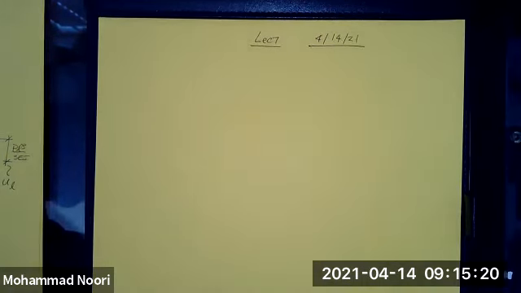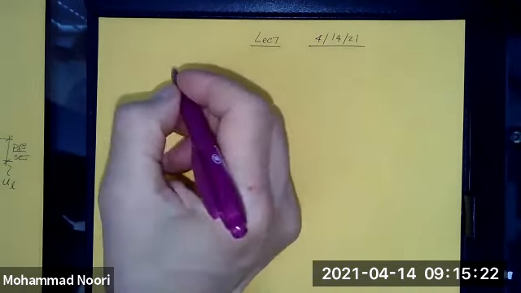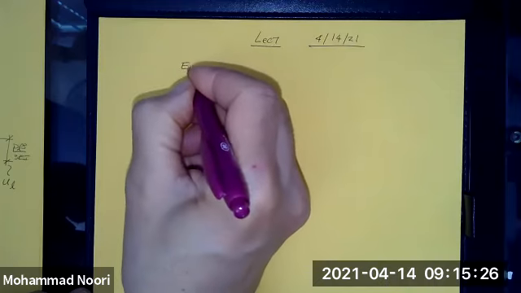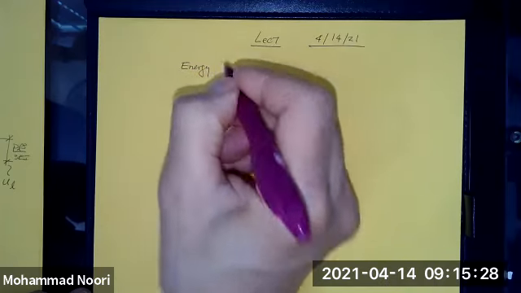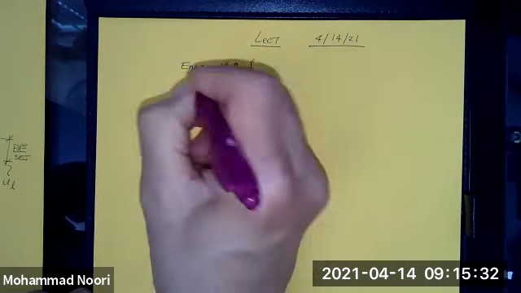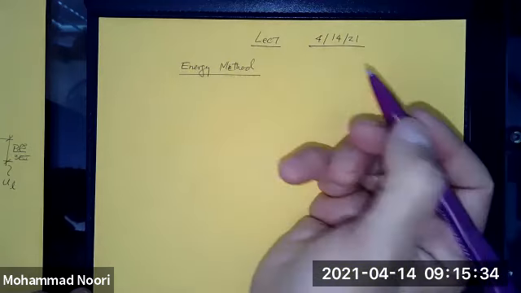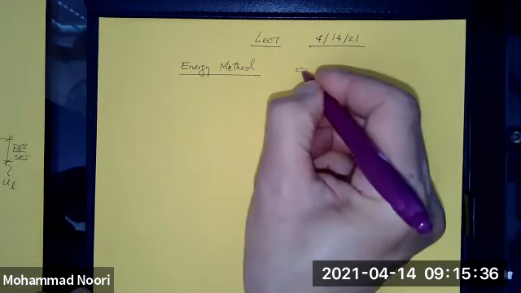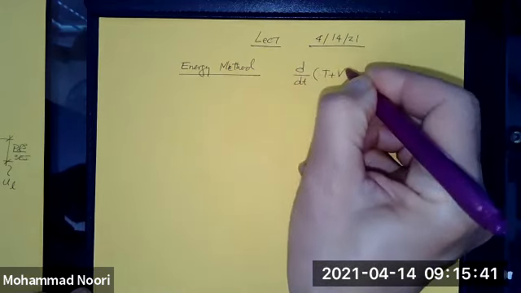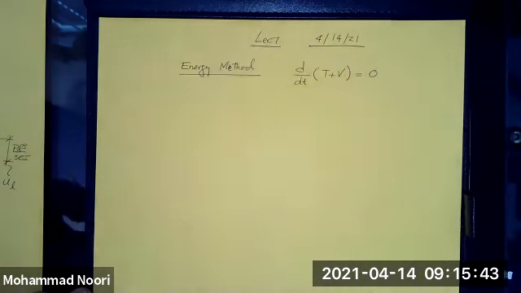So I started with this example, which I'm going to do, but let me write it down. So we are talking about the energy method. And we said that as long as you have a system that is conservative, the time derivative of the sum of kinetic and potential energy is zero.